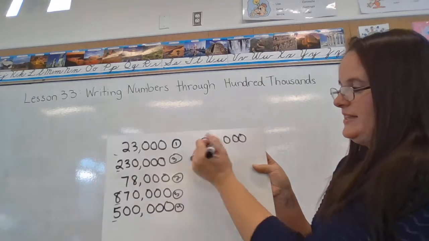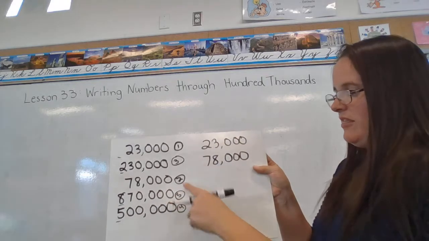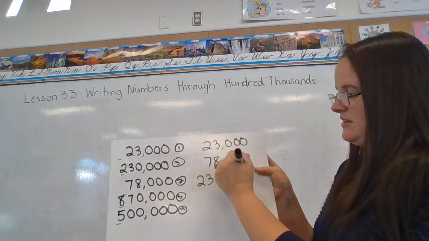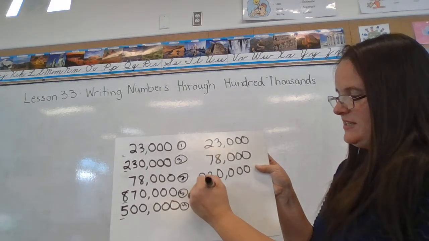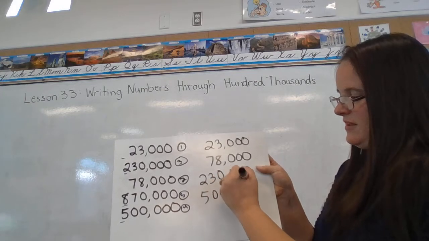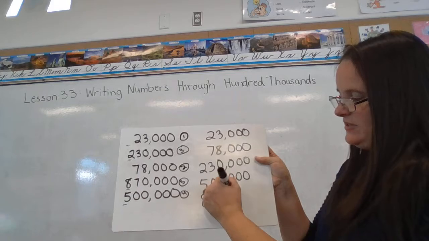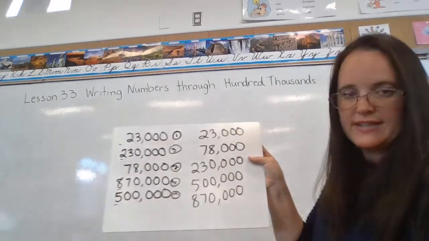The second one is 78,000. The third one is 230,000. The fourth one is 500,000. And the last one is 870,000. There we go. Least to greatest.